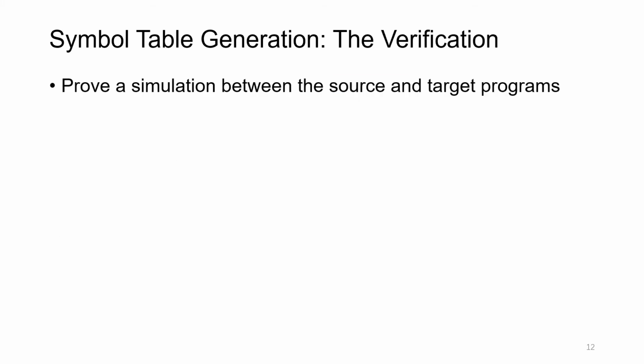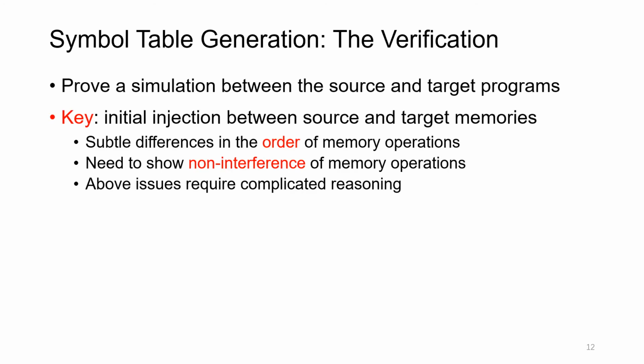To verify symbol table generation, we need to prove that the semantics of its source and target programs simulate each other. The key is to show an injection between the memory states exists after the initialization. However, this turns out to be a very difficult task. Take the initialization of the main module as an example.